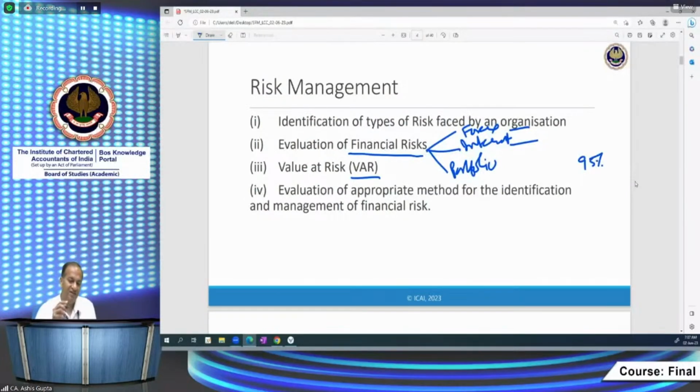Now next is our evaluation of appropriate methods for the identification and management of financial risk. Here we are just giving a briefing on what strategies we shall follow. Of course, a complete description is covered in the later part of your study material.